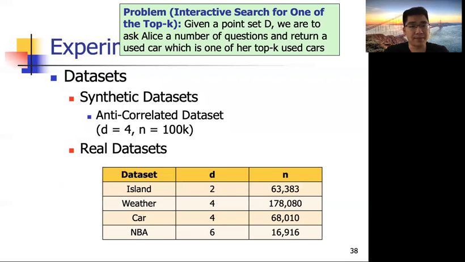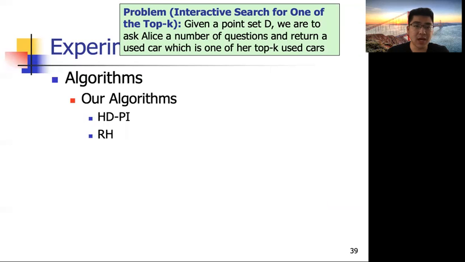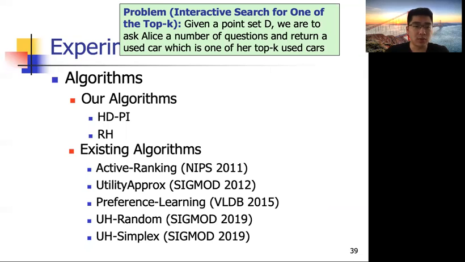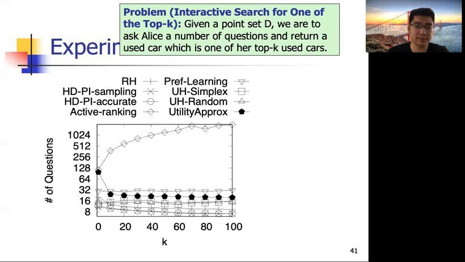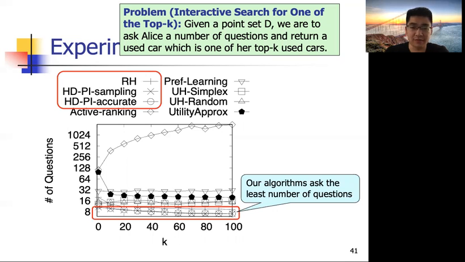We conducted our experiments on synthetic datasets and real datasets. We compared our algorithms with existing algorithms: active ranking, utility approx, preference learning, UH-random, and UH-simplex. We measured these algorithms by the number of questions asked, that is, the number of interacting rounds. As we can see in the experimental results, our algorithms ask the least number of questions.